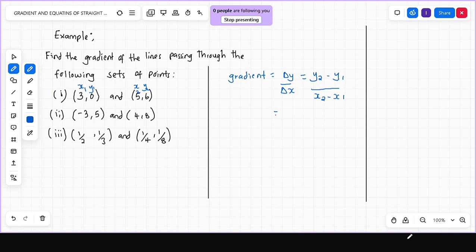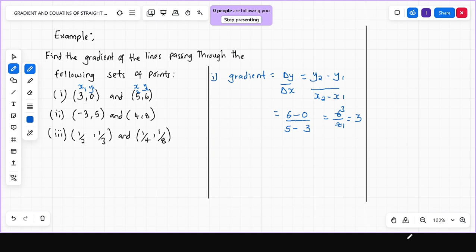So y2 is 6 minus y1, which is 0, over x2, which is 5, minus x1, which is 3. So this is 6 over 2, and the answer is 3. So the gradient is unitless. That is the first example.